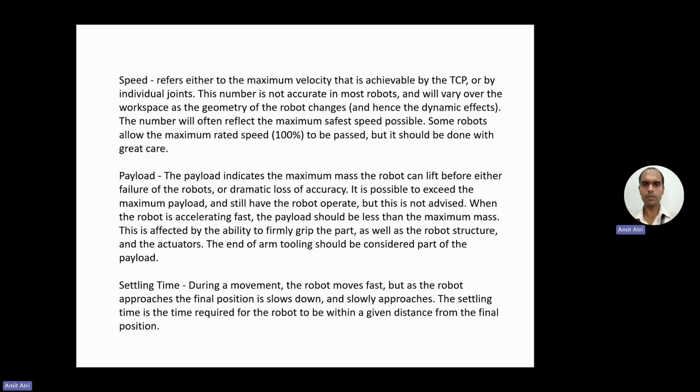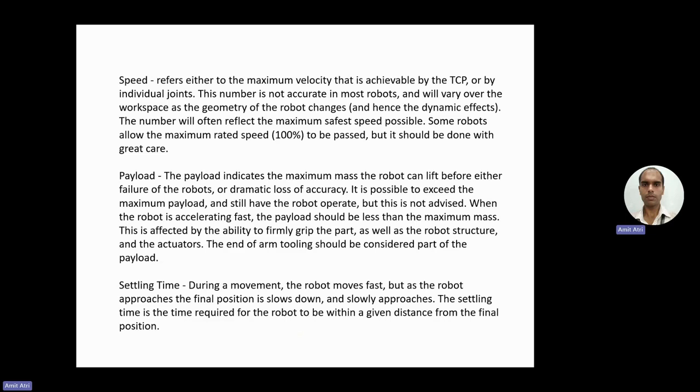Okay, that means the speed we should monitor. Okay, next is the payload. The payload indicates the maximum mass the robot can lift before either failure of the robot or dramatic loss of accuracy. It means the loading capability of the robot.